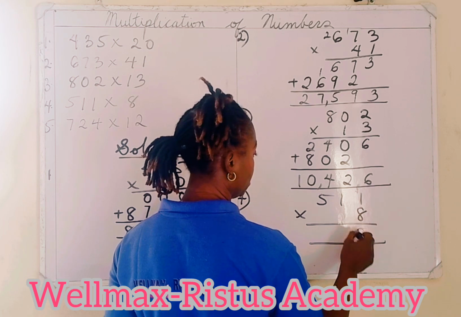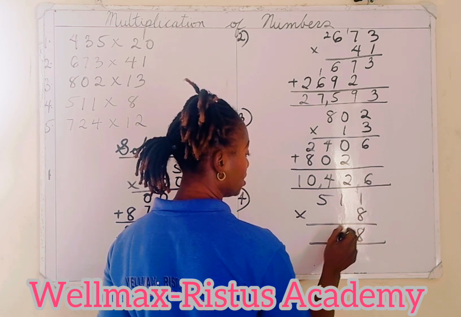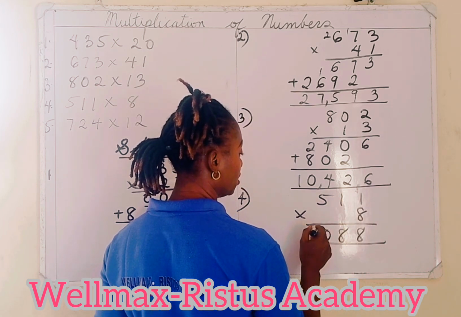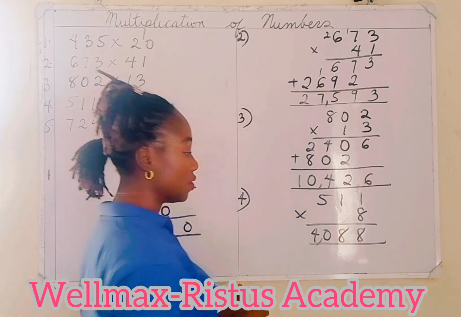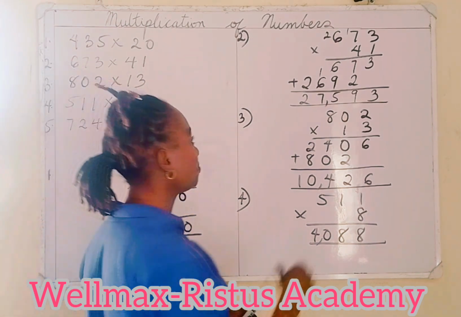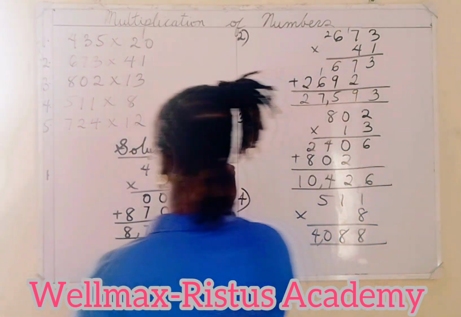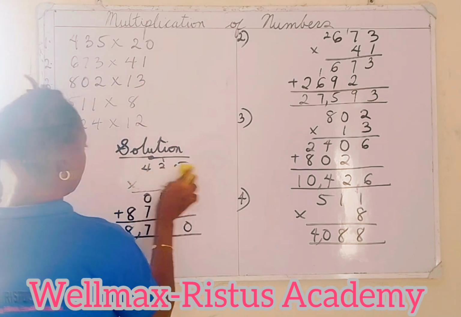Question 4. We have 511 times 8. 8 times 1 is 8. 8 times 1 is 8. And 8 times 5 is 40. And that gives us 4,088. Moving on to question 5.